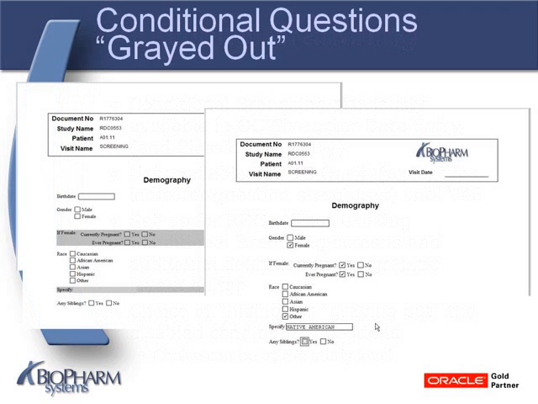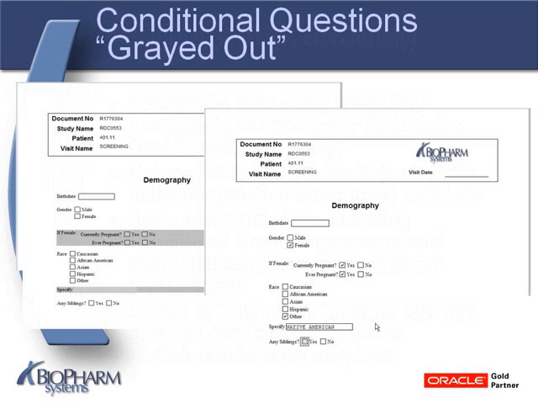Now here's what it would look like if we are graying out our conditional questions. This means they are still going to be visible on the form, but they will be grayed out, and we can't enter into them unless we've entered the target response in the trigger field.